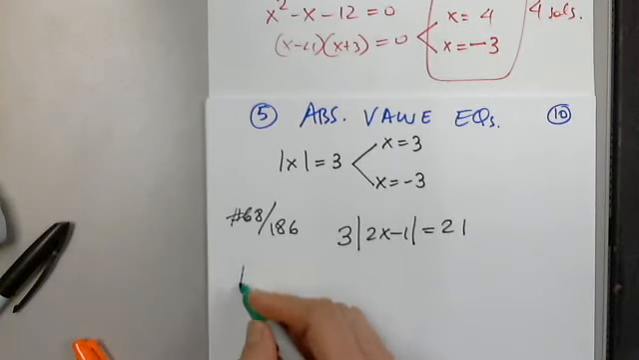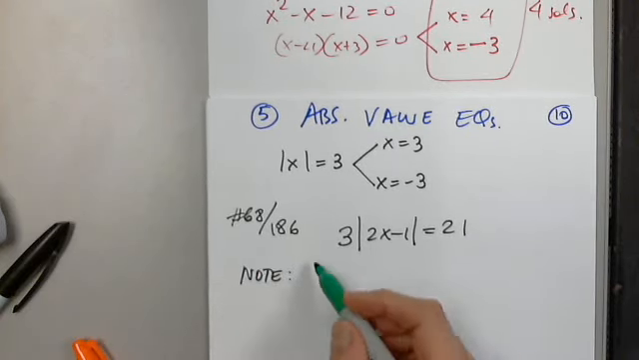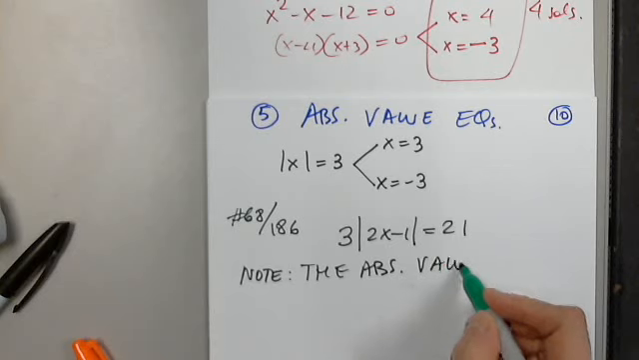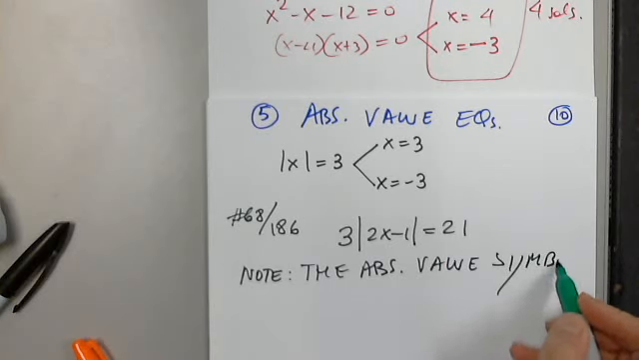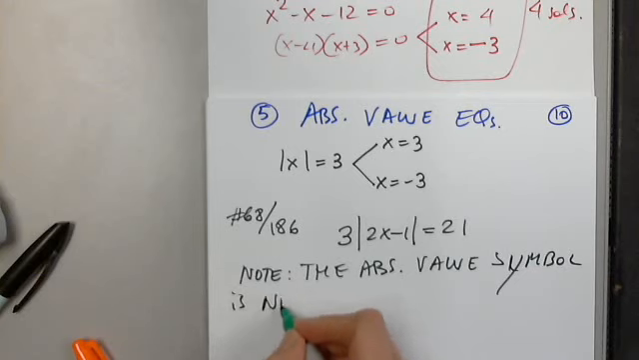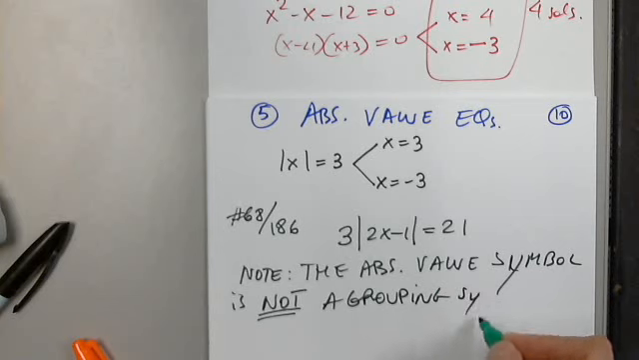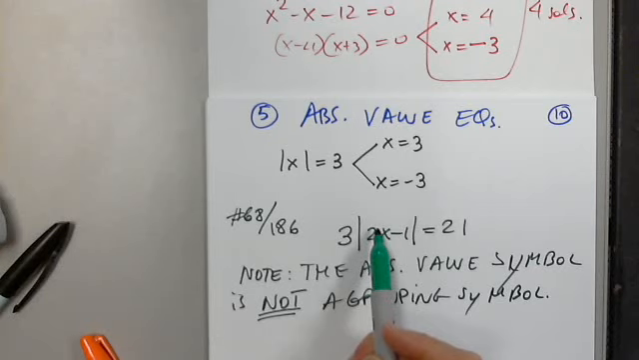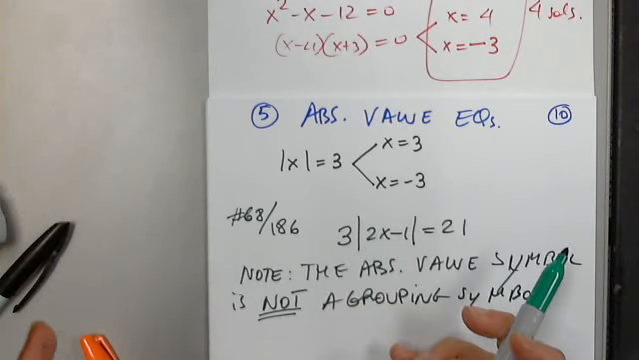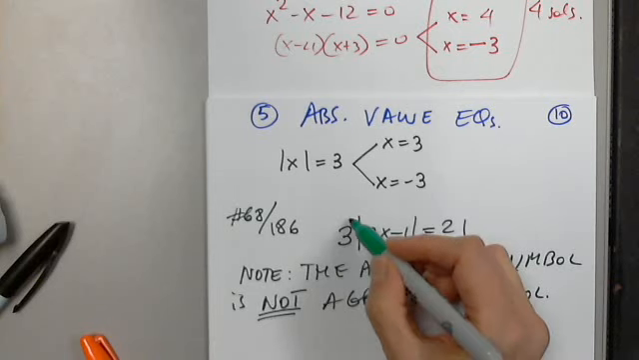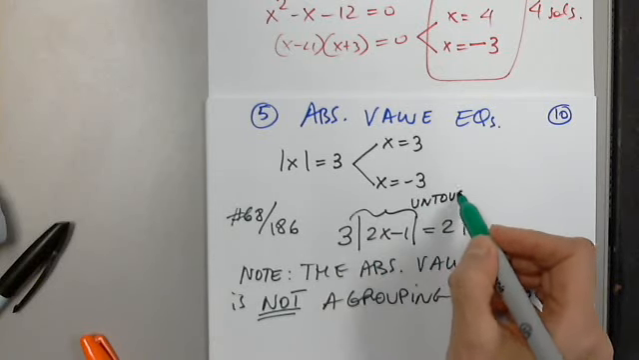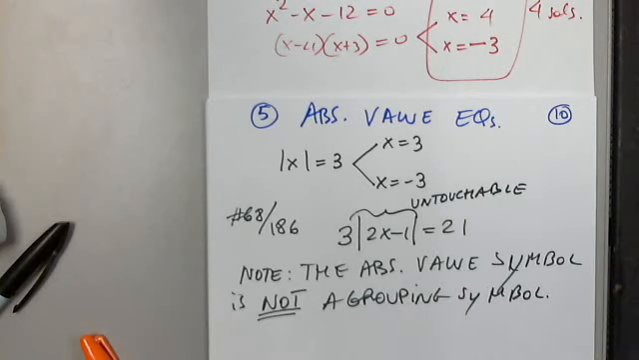A note before we start. The absolute value symbol is not a grouping symbol. Meaning, you cannot distribute inside. You cannot move one to the other side. This is untouchable. You cannot break it. You cannot do anything to it.